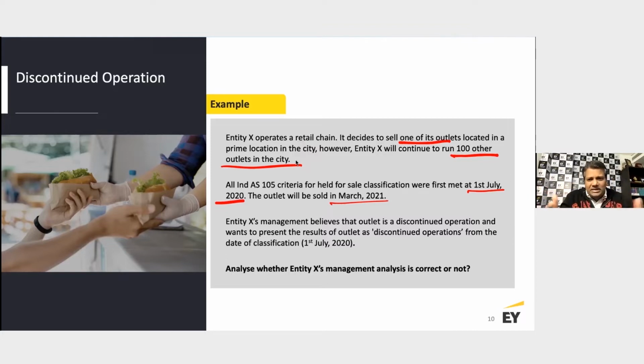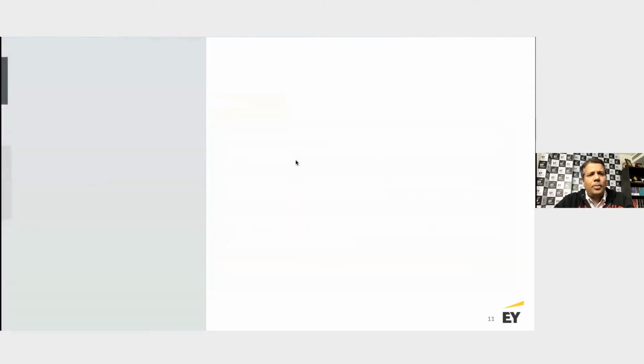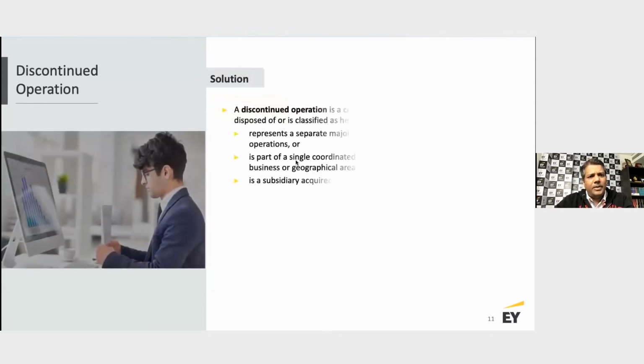But in this situation, I think the fact patterns are fairly simple to say that this is not a discontinued operation, even though it's a disposal group, even though it will qualify as held for sale, it is not a discontinued operation. So let's go through the solution here. What's the solution saying?